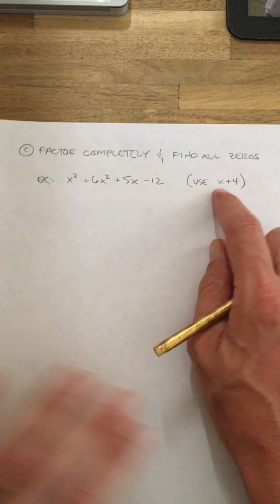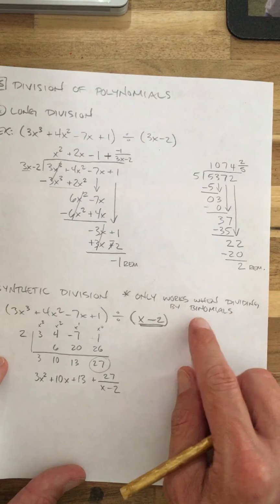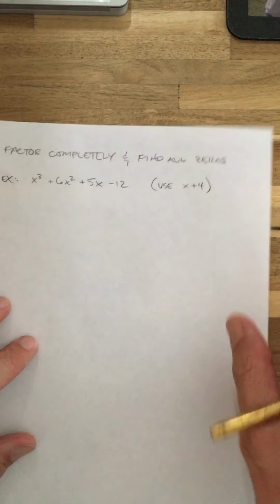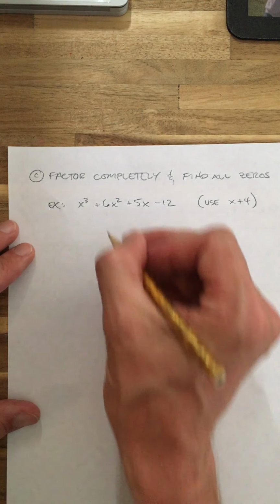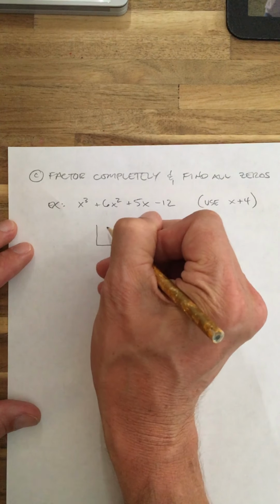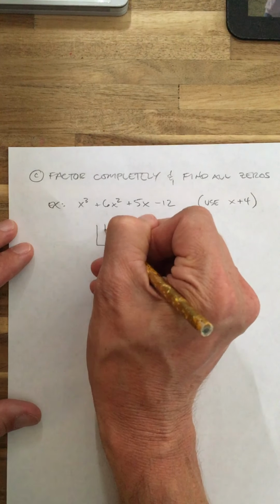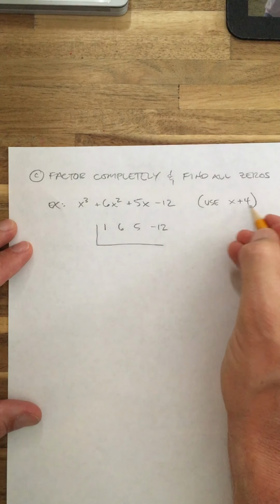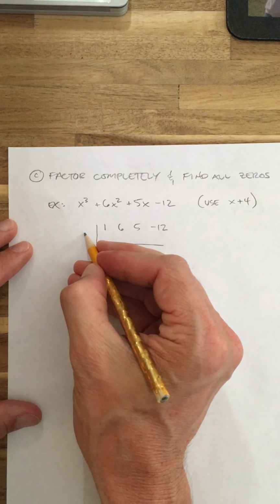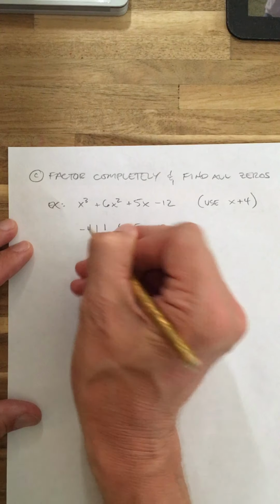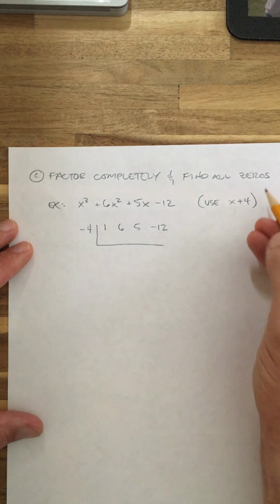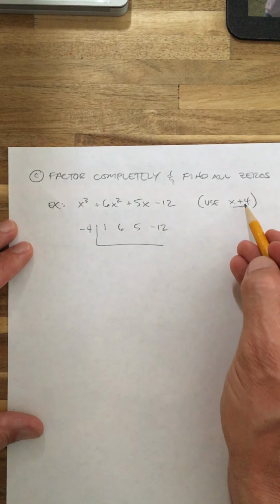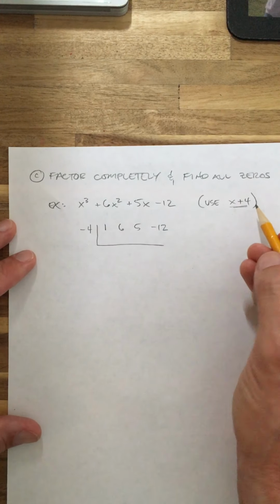Yeah. Earlier when I said it only works with dividing by binomials, I meant binomials of that type where the leading coefficient is 1. So we're in good shape. I'm going to use synthetic division. Here we go. So this is 1, 6, 5, negative 12. I'm going to use x plus 4, so what do I put right here? That's right, use minus 4. You always use the 0. Remember it says factor completely and find all zeros? We already know that one of the zeros hopefully is negative 4, and I'll show you why in a second. Ready? Here's why.